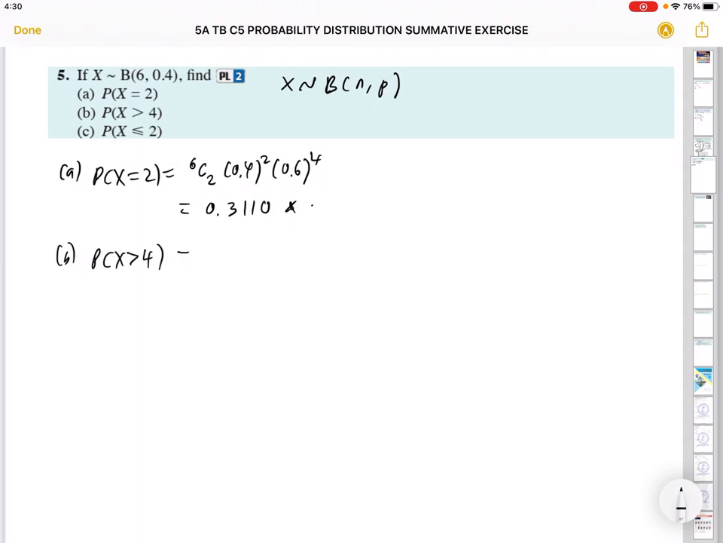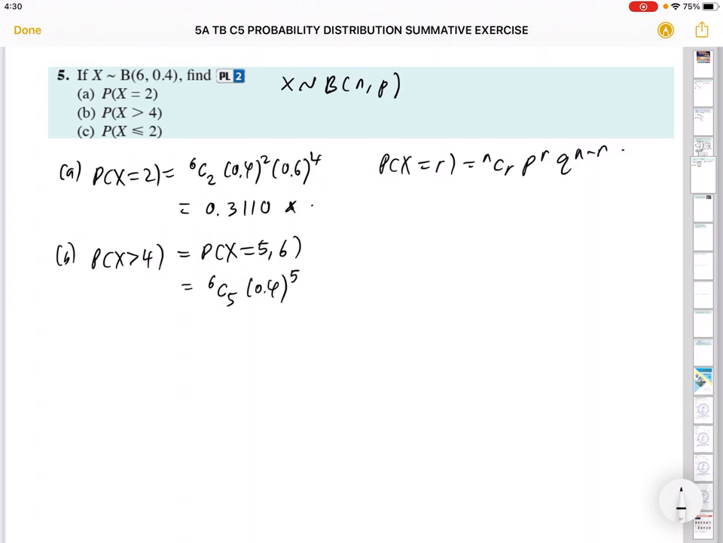Okay, for part B, you are finding x more than 4. So in this case, because your maximum is 6, we will just use 5 and 6 added together, right? So for 5, we write 6C5. I hope you're okay with this formula. P(X = r) is nCr p to the power r q to the power n minus r. n is your number of trials, p is probability of success, q is probability of failure, and r is, in this case, whatever probability that you want. You want x equals 5, so your r will be 5. So your p probability of success in this case is 0.4 to the power 5.